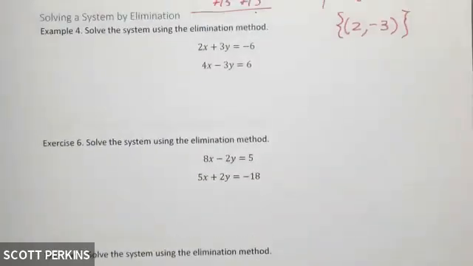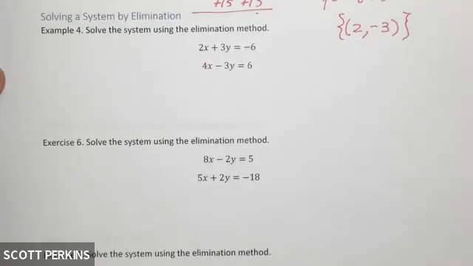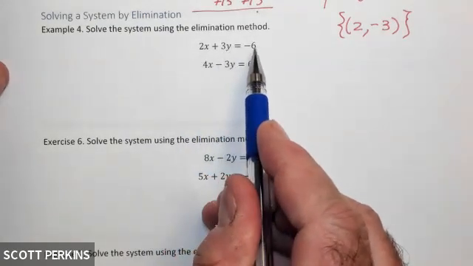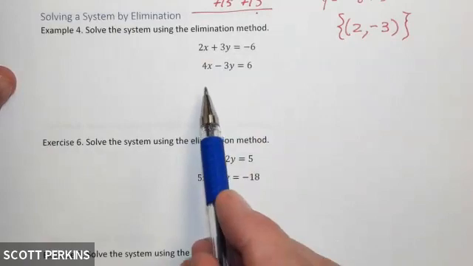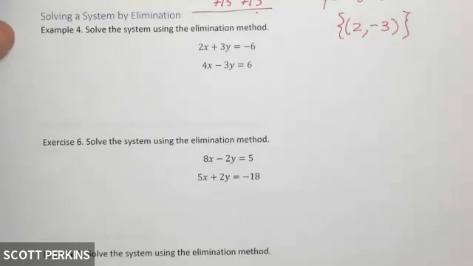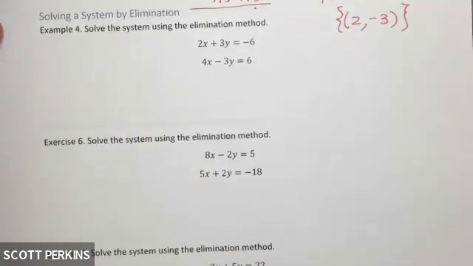So what happens then when I don't have a variable that's nice to solve for? So for instance, this problem, I've got 2x plus 3y is negative 6, and 4x minus 3y equals 6. So notice, for any variable, I'm going to have to divide by something. So I'm going to have fractions, and I want to avoid that. So what we're going to use is what's called the elimination method.